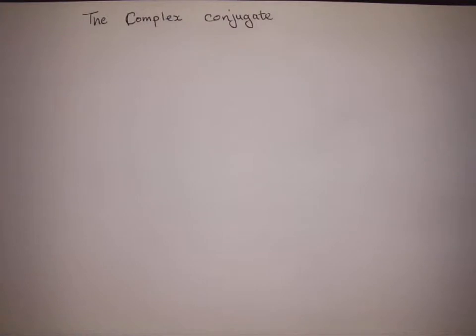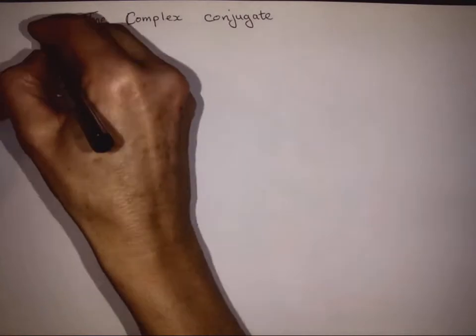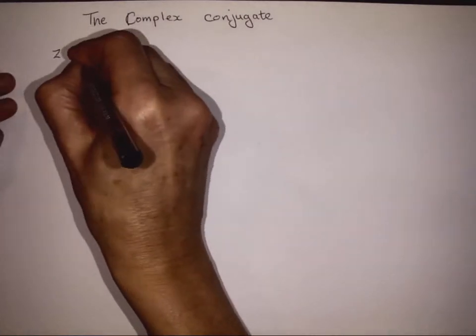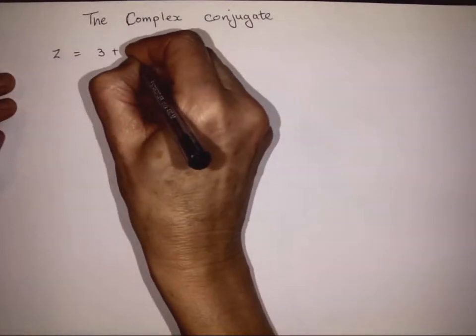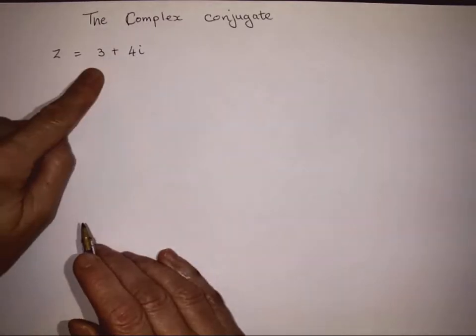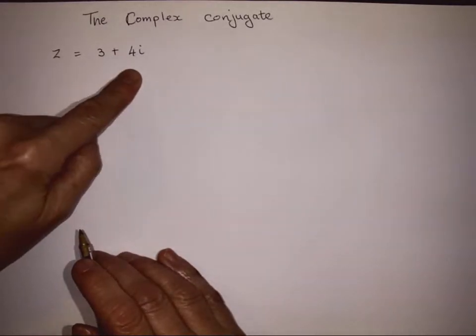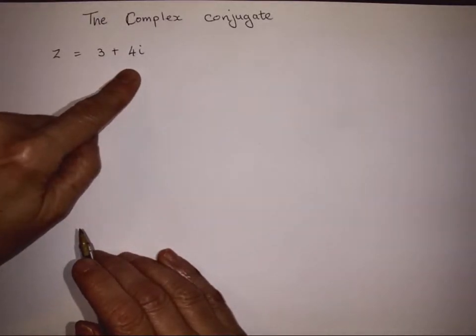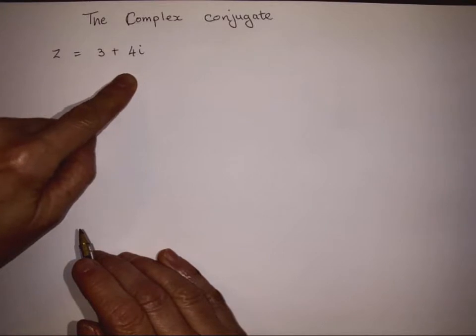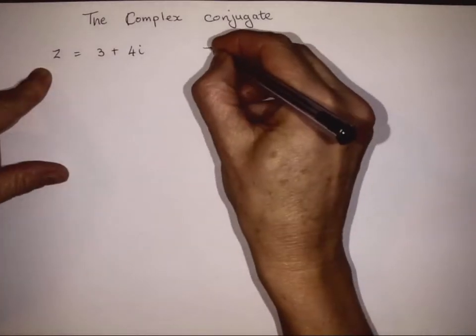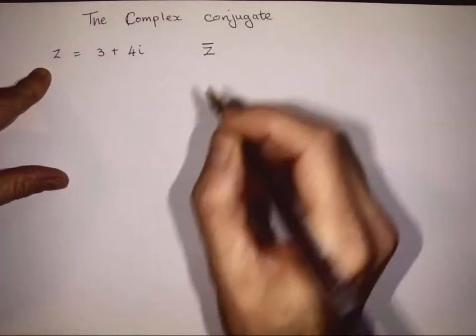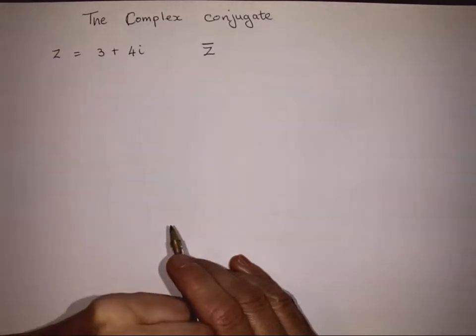To have a look at what the complex conjugate is. So if I had a complex number, call it z, which is equal to 3 plus 4i. It has a real part 3 and the imaginary part is 4. The complex conjugate is similar to the complex number. So the complex conjugate of z is written as z with a bar over the top of it.